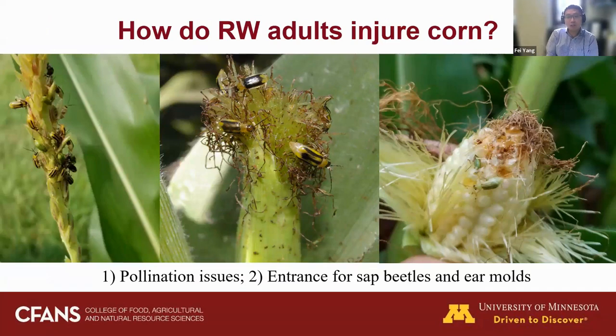So in addition to the root damage by rootworm larvae, sometimes you can have some damage from adults. And here we show some pictures of the corn rootworm adults feeding on the tassels and silks, and this will cause pollination problems also. And sometimes if you have heavy infestation of adults on the tip of the ears, they will cause some damage over there, and this can create some secondary infestation of sap beetles and also some molds.